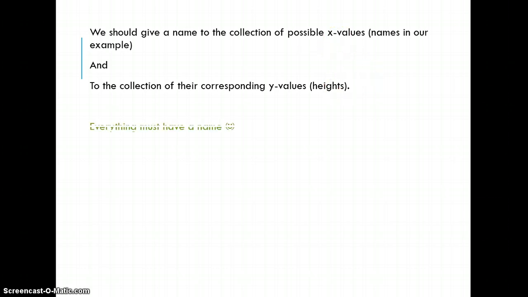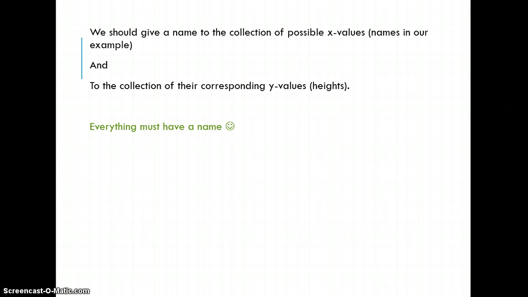We should give a name to the collection of possible x values. Names, in our example. Remember that in x we had all of the names of the students. And to the collection of their corresponding y values. Each student had a different height. Everything must have a name. That's their relation.